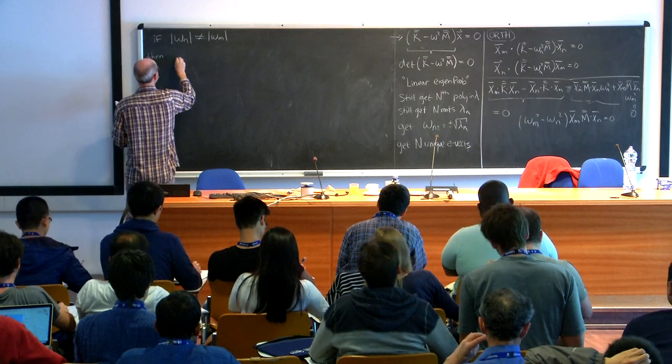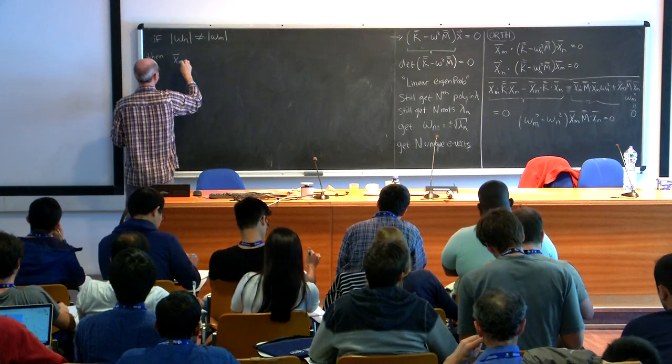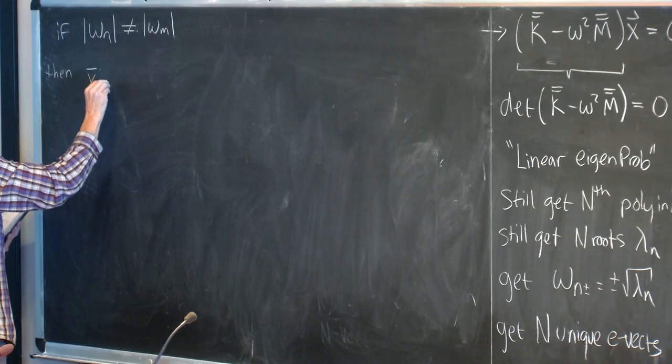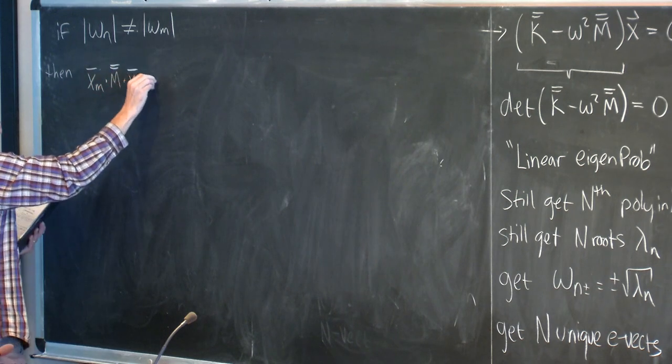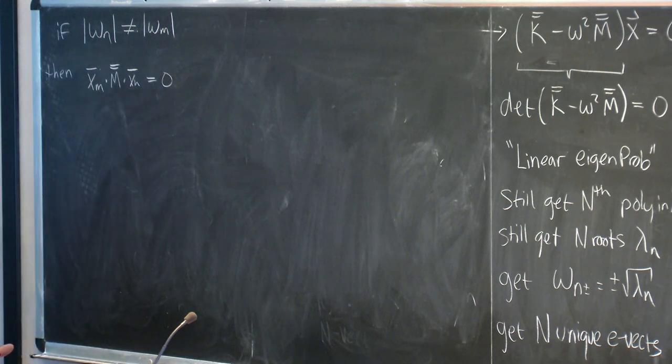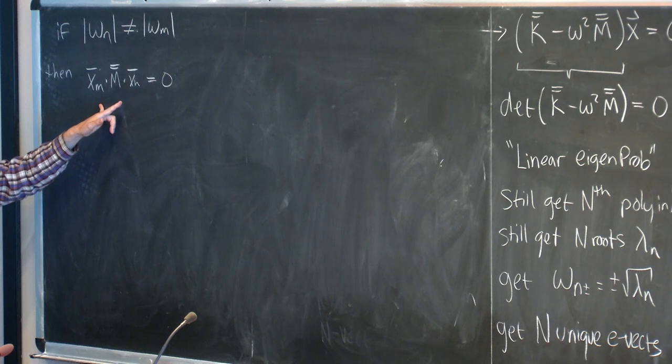Then I have that the mth eigenvector dotted with the mass matrix dotted with the nth eigenvector equals 0. And this is not conventional orthogonality. So the first result that's a little bit surprising is that when I have unequal masses, my eigenvectors are not orthogonal. But we don't have to panic, because this is, in fact, a generalized notion of orthogonality.